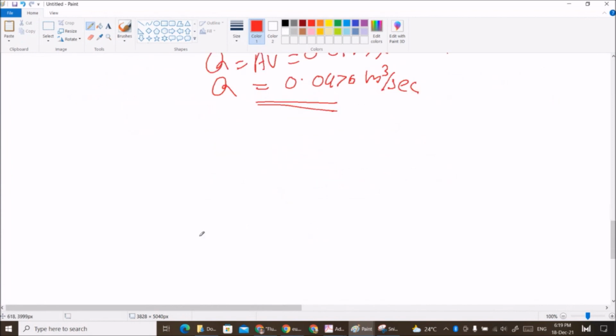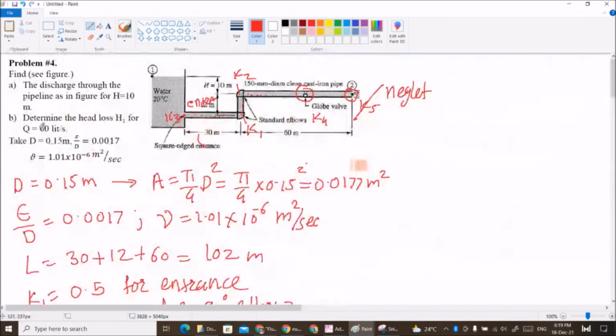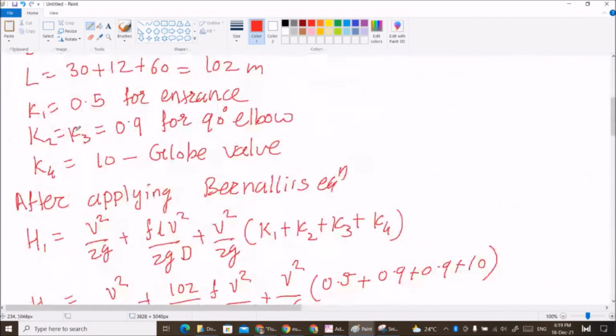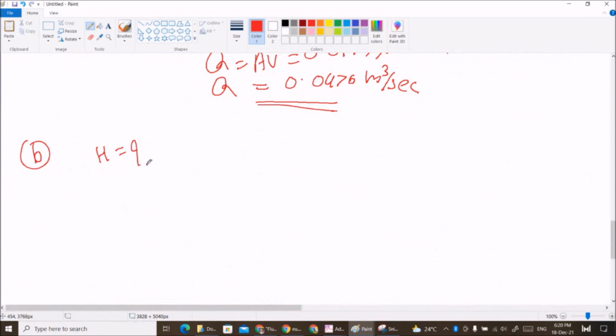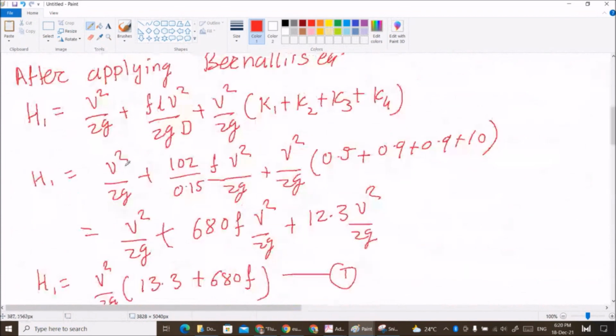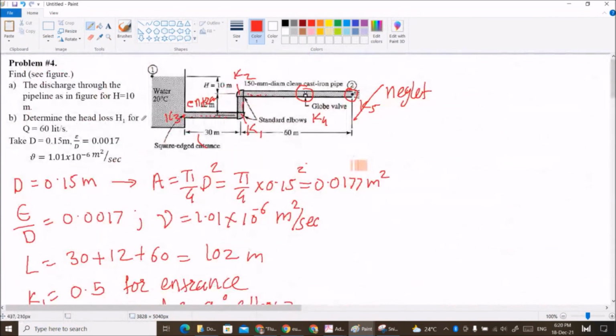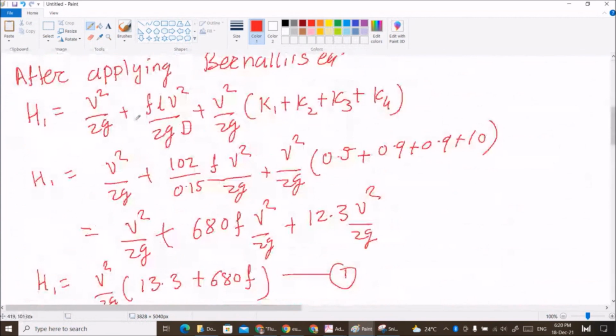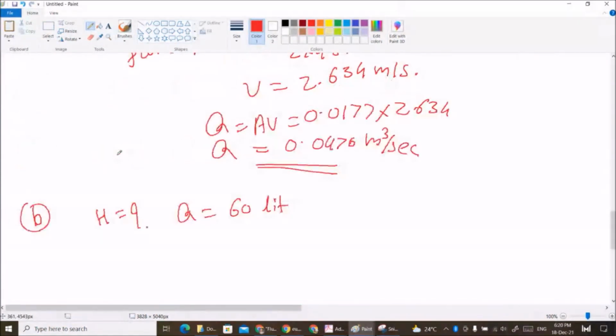Now B option. So if you go B, determine head loss H for Q is equal to 60 liter per second. So H is equal to how much when Q is equal to 60 liter per second. So 60 liter per second. So 60 into 10 to the power minus 3 meter cube per second.